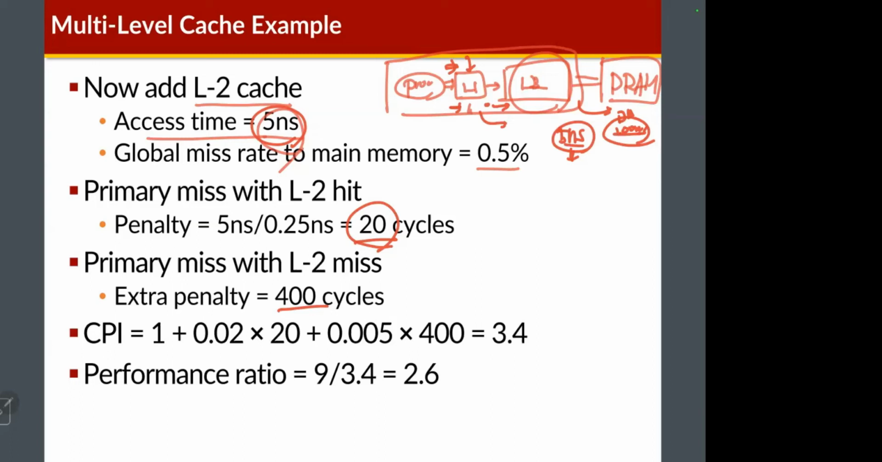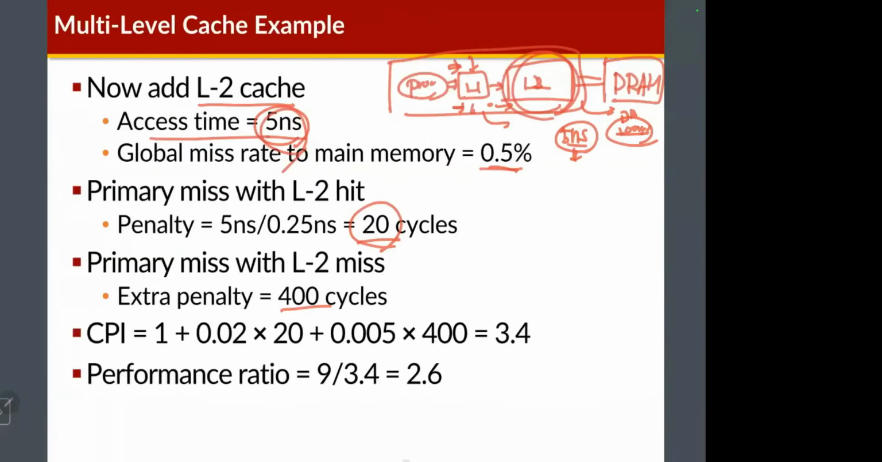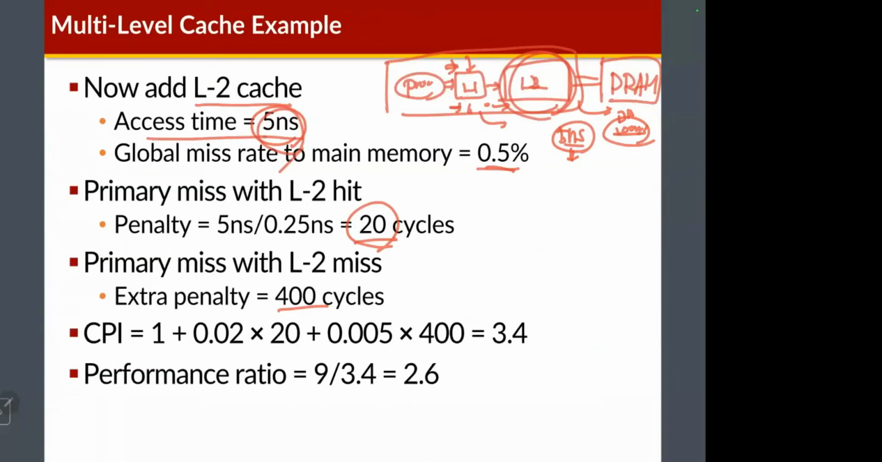Then the global miss rate to the main memory. This is the miss rate to the main memory globally for the entire instruction stream. So the miss rate is reduced to 0.5% because of L2. Then the miss rate per instruction is 2%. So this is the miss rate to L1.